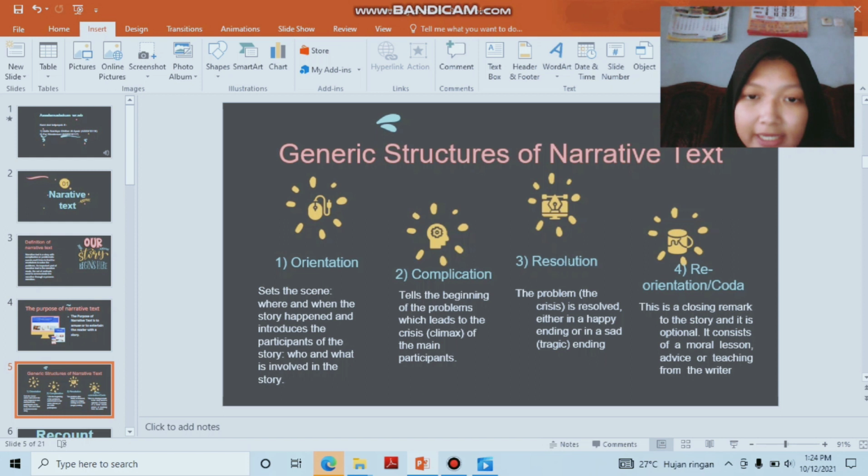The 2 is complication. This is the beginning of the problems which leads to the crisis or climax of the main participation. 3 is resolution. Resolution is the problem or the crisis is resolved either in a happy ending or a sad ending. The 4 is reorientation or coda. This is a closing remark to the story and it is optional. It consists of a moral lesson, advice, or teaching from the writer.